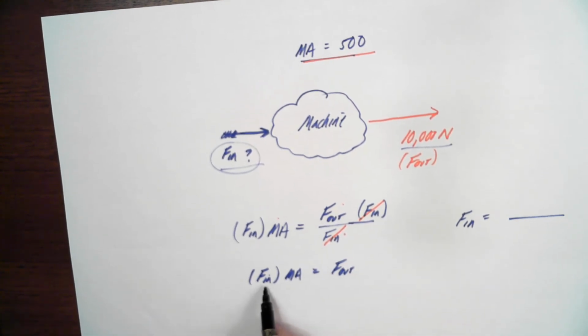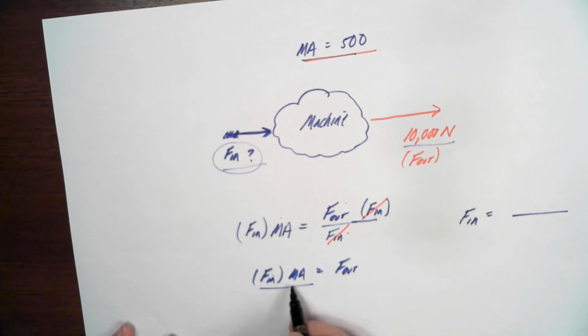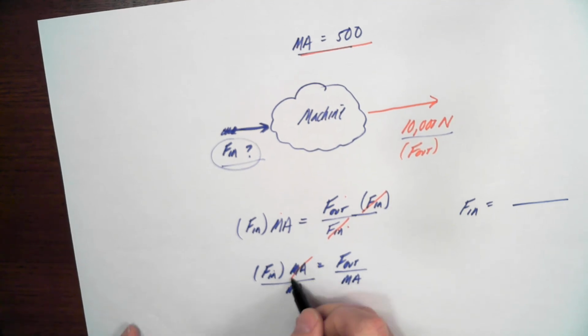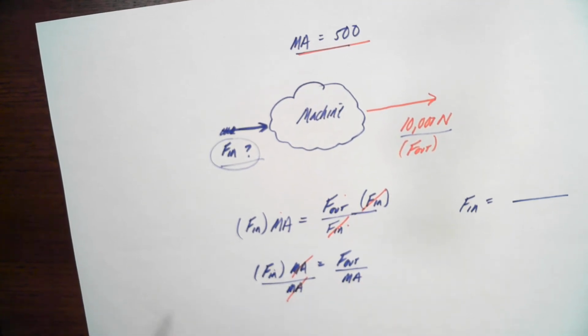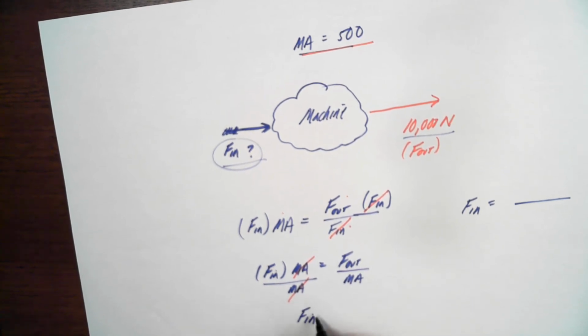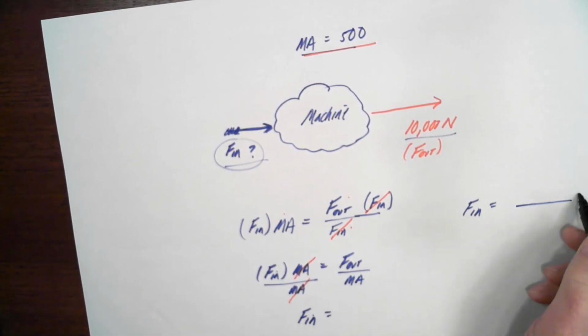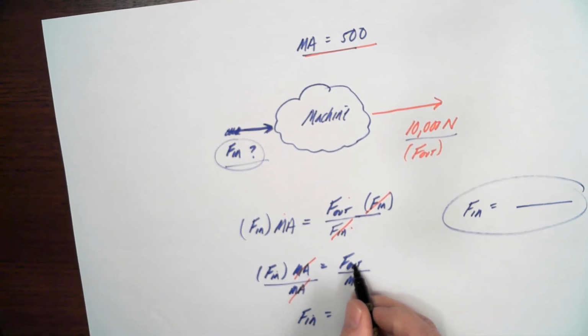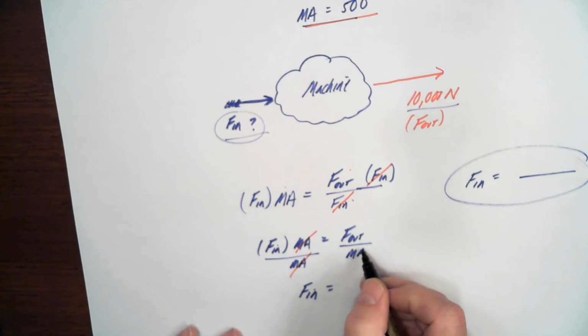Okay, now our next step is I need to get rid of that MA. So there's MA there, and there's MA there. And MA divided by MA is 1, so it disappears. So here you go, your basic algebraic manipulation. So now I'm ready. Input force, I've got it all set up, equals what? I take the output force divided by the mechanical advantage.